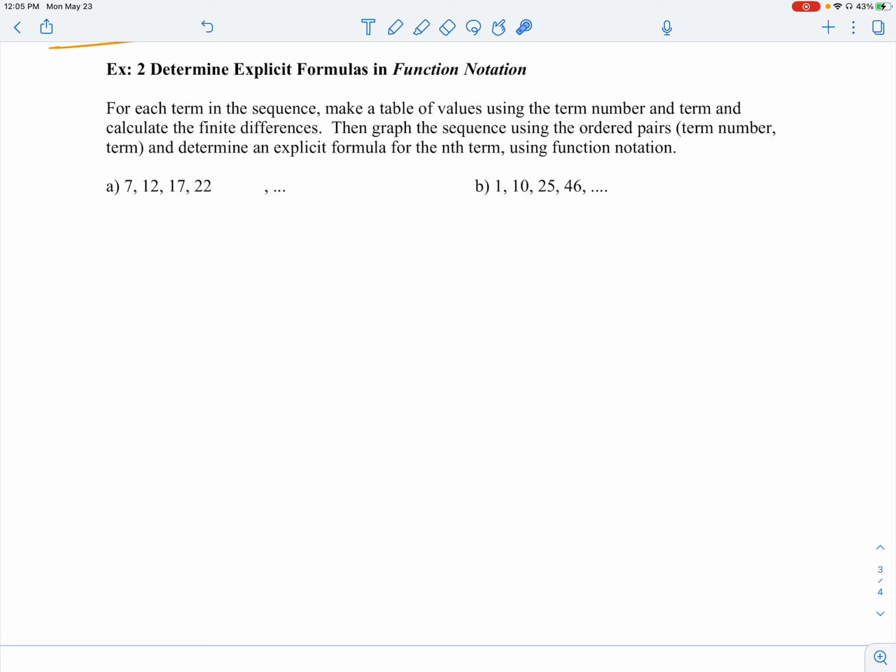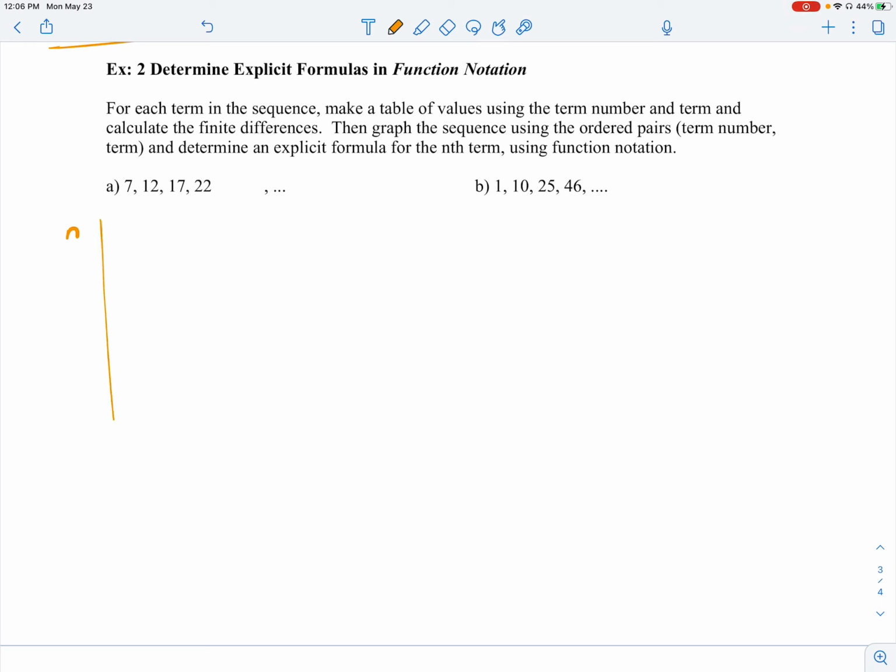All right, so it says here for each term in the sequence, make a table of values, then use the term number and term and calculate the finite differences, and then graph the sequence using the ordered pairs, and then determine an explicit formula for the nth term using function notation. Let's start by making the table of values.